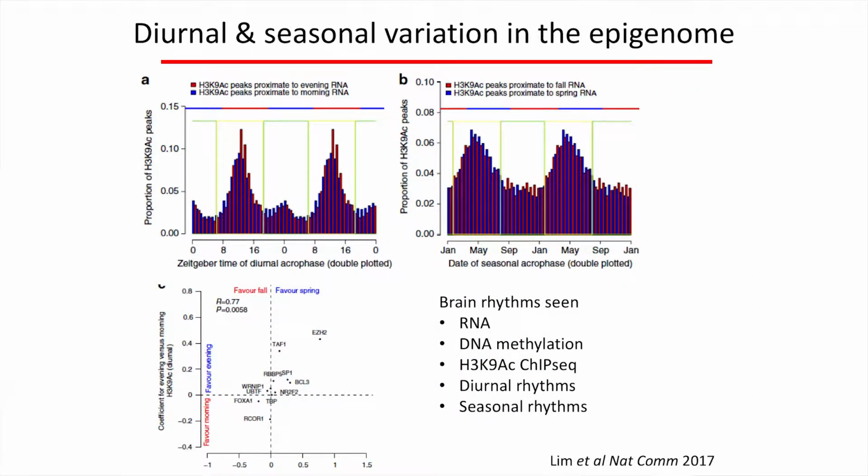Now, at the genomic level, about 5 to 10% of the genome actually undergoes these diurnal or seasonal rhythms. And again, this is not the purpose of this talk, and we actually published this last year. But I just wanted to highlight these important sources of variation that are often not explicitly measured in data.